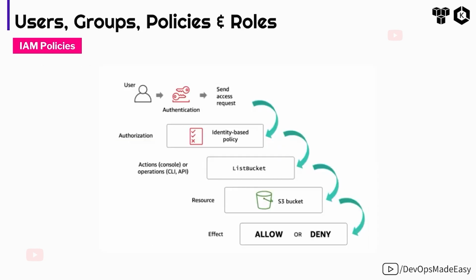And this is how the policy works. First, a user is authenticated. So first authentication will be tested. Then depending upon the policy that is assigned for that user or a group, authorization kicks in. Let's say I want to list a bucket. First his authorization will be checked, like his policy will be checked. If the policy allows the user to list a bucket, then the request will be accepted, otherwise it will be denied.